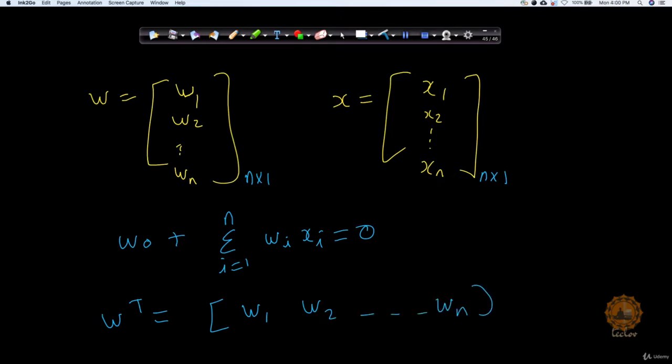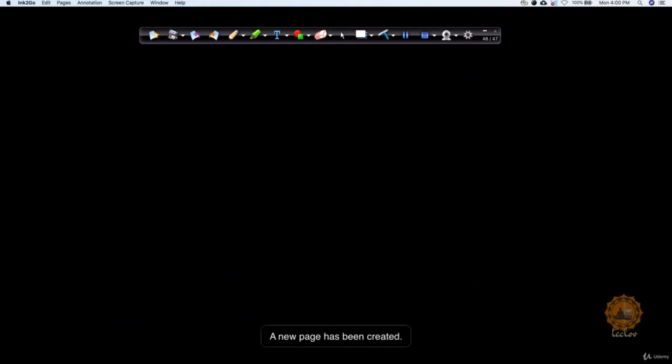Now if I multiply this thing, so if I say now W0 plus, and now if I define this value as W transpose x, meaning I'm taking the transpose of W times x, is equal to 0. Is it going to be anywhere wrong? No, we are perfectly fine with this. So we can always define our values in this particular format.